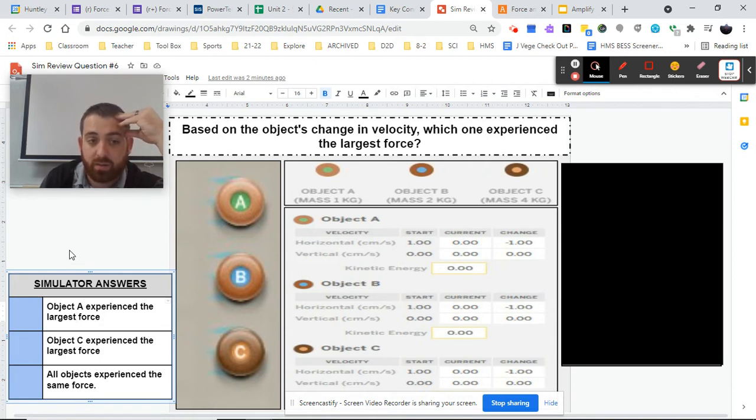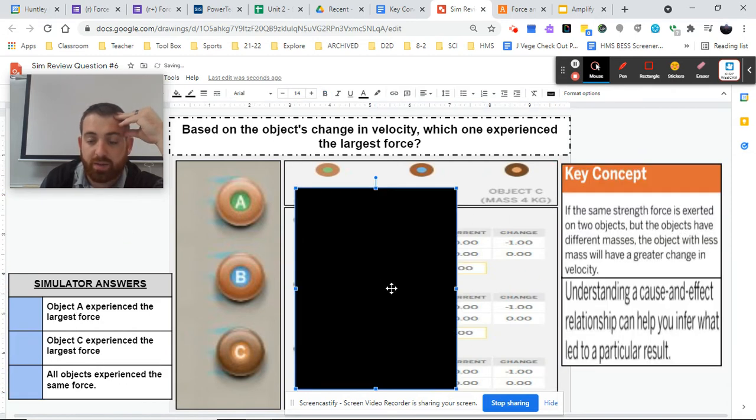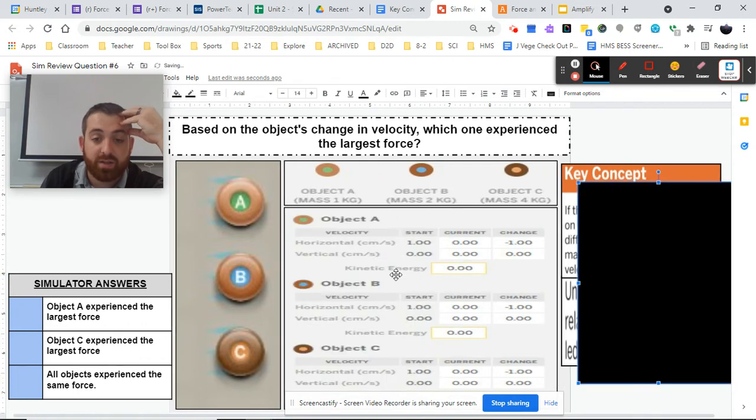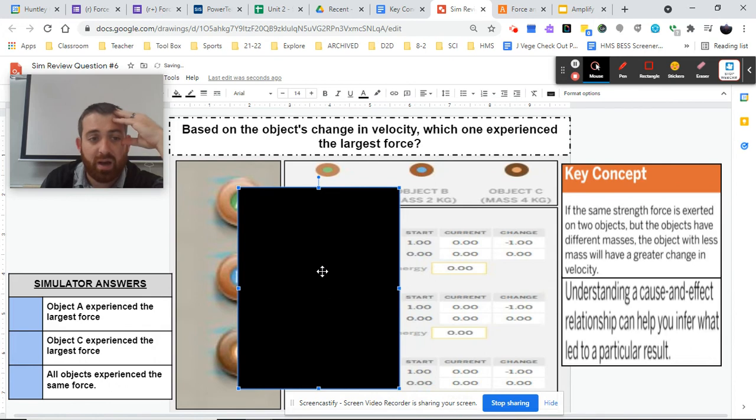All right, think you got it? Let's take a look. So the key concept we're focusing on today is, number one, understanding the cause and effect relationship can help us figure out what the particular result was. So the cause is this force that's being applied to these different massed objects. The effect is how they all started, stopped, and changed the same for all of their velocities. So they all have different masses. They all started the same. They all stopped. They all changed the same. So the question is, how do we figure this out?